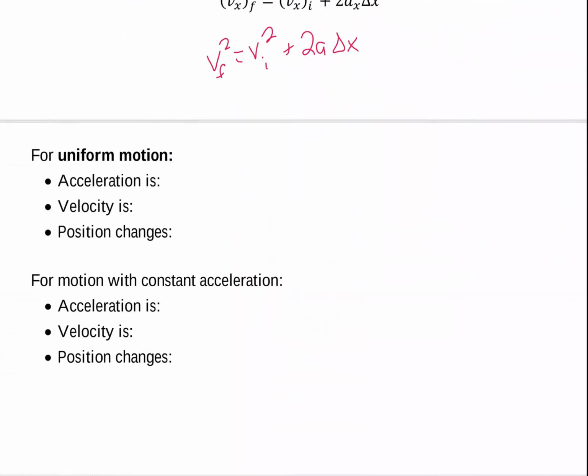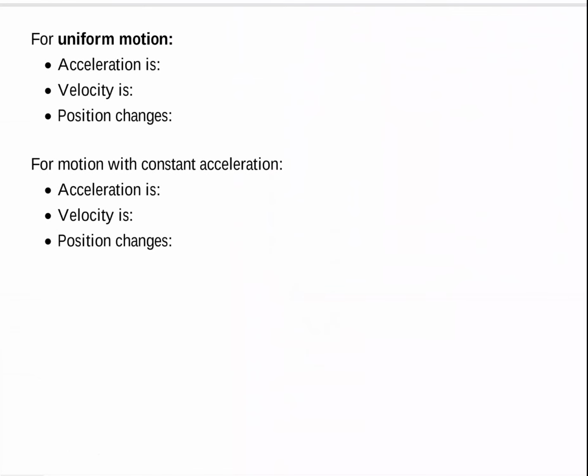So now for uniform motion, and remember what uniform motion is? Constant speed. So let's write that up here. Constant speed. It never hurts to remember what that means. So if we have constant speed, what is the acceleration? Zero, that's right. Okay, so then what's the velocity? Constant.